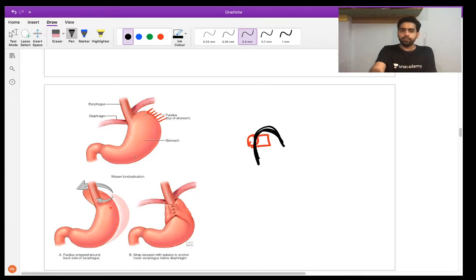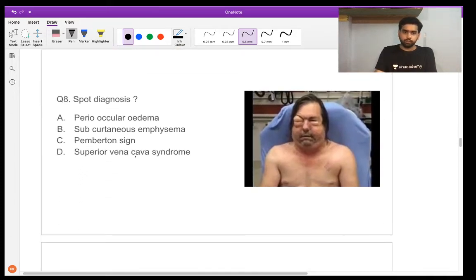Now let us talk about the next question. Spot diagnosis. Can you tell me what is the diagnosis in this particular patient? Is it periocular edema, subcutaneous emphysema, Pemberton sign, or superior vena cava syndrome? Shraddha, Sanjana, what is the answer to this question? What is the answer, guys? What is the spot diagnosis in this patient? Anybody?